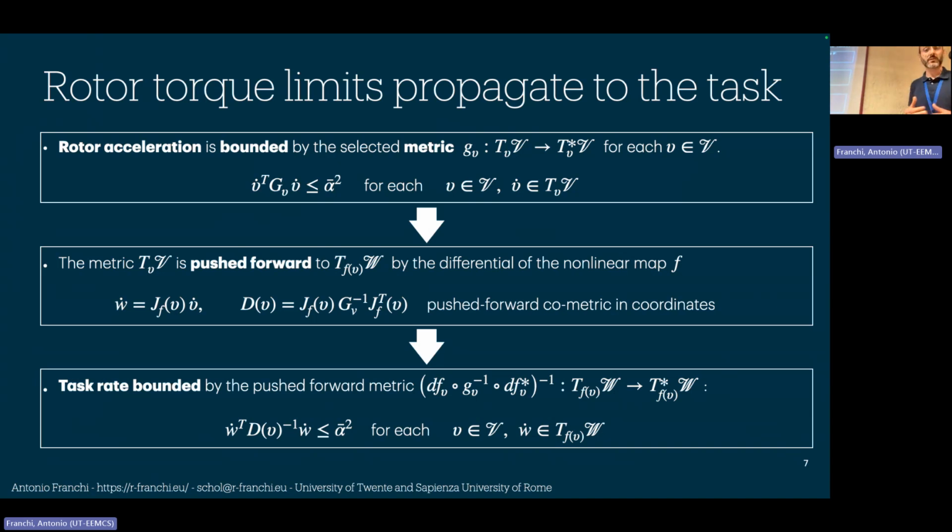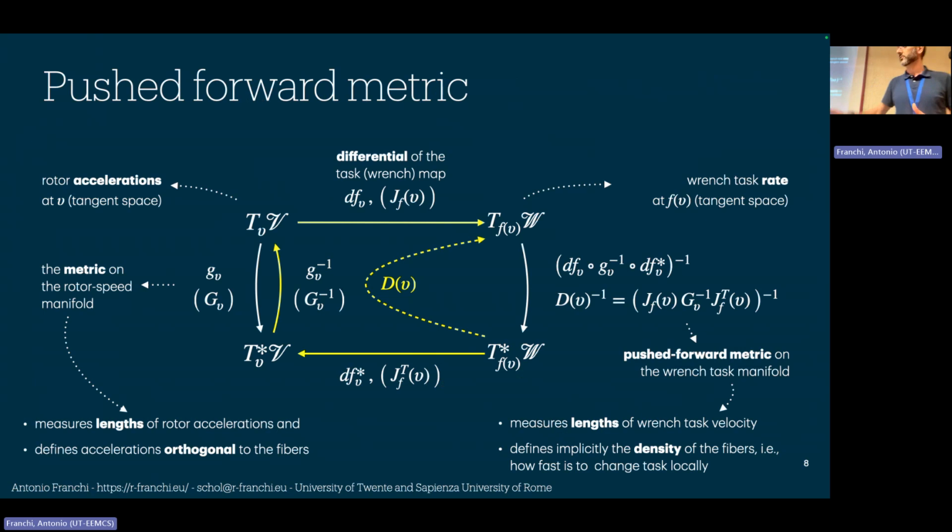And actually, I use the word metric because the limits can be associated to a metric. And then the idea, in order to see this promptness in the space on the right, the task, you have to push forward, in differential geometry terms, the metric of the velocities of the propeller space, okay? So this is done by taking the Jacobian or the differential of the nonlinear map and pushing the metric forward. From a graphical point of view, this is the landscape.